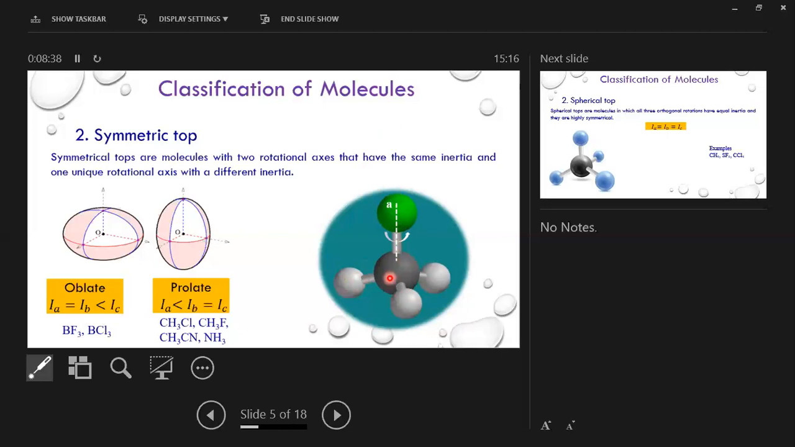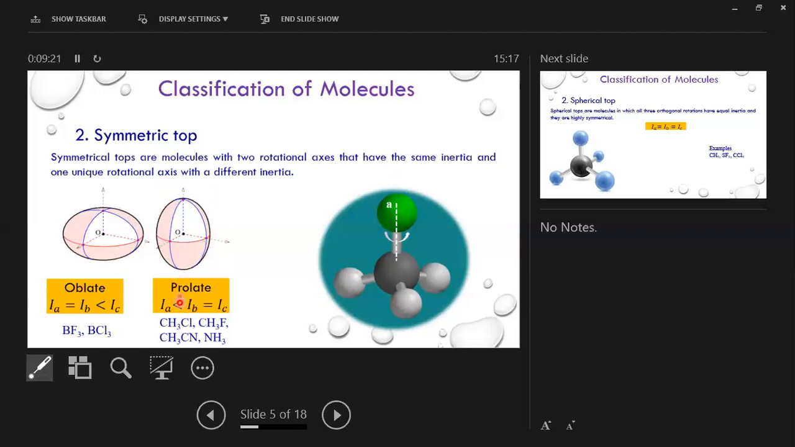Okay. These IA, IB, IC are the moments of inertia of the atoms with respect to these three axes. Now, if you take the moment of inertia about this A axis, that will be completely different from the B axis and C axis, right? So there are several possibilities. If the structure is such that IB and IC are equal but greater than IA, in that case the molecular shape is called prolate.